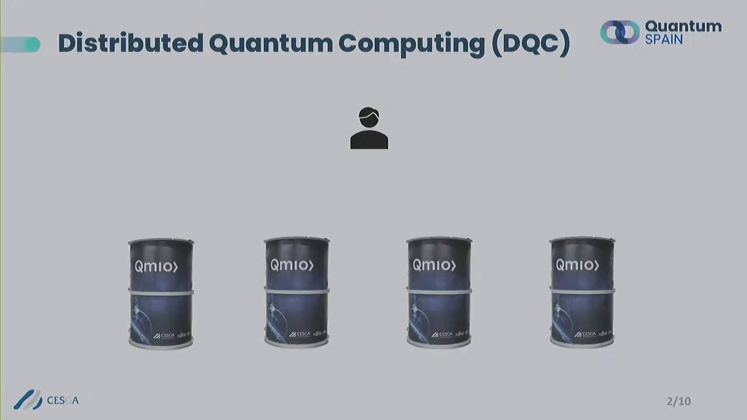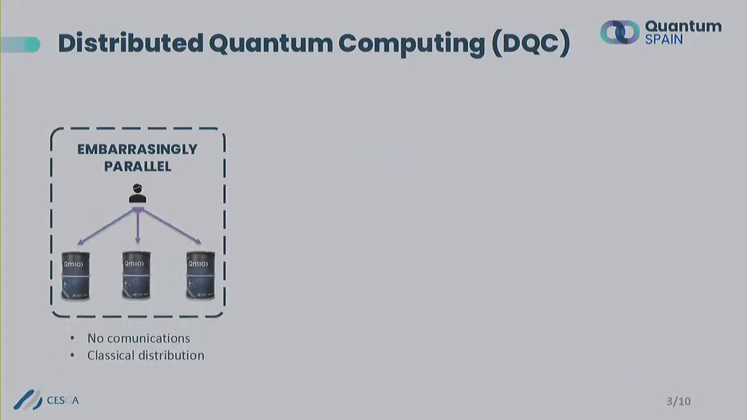There are 3 approaches in distributed quantum computing. The first one is embarrassingly parallel distribution. It's mainly a classical distribution of tasks. It's like you have 3 circuits and you don't want to waste time executing them sequentially, so you might want to execute them in parallel in 3 QPUs. There are no communications needed, it's just a classical distribution.